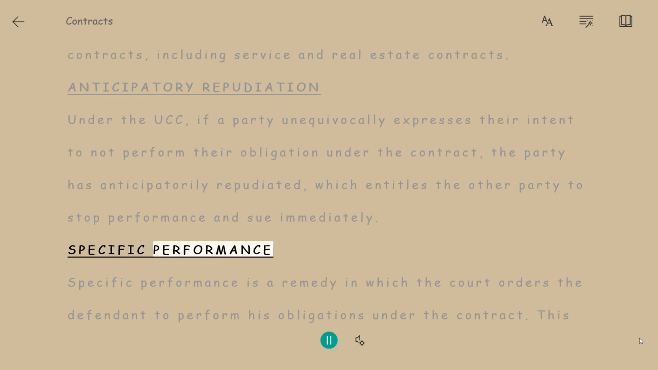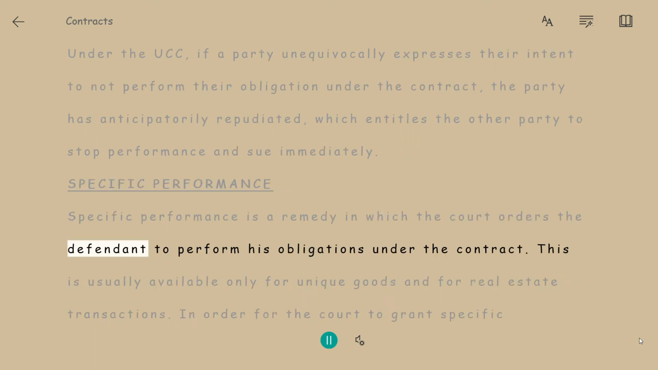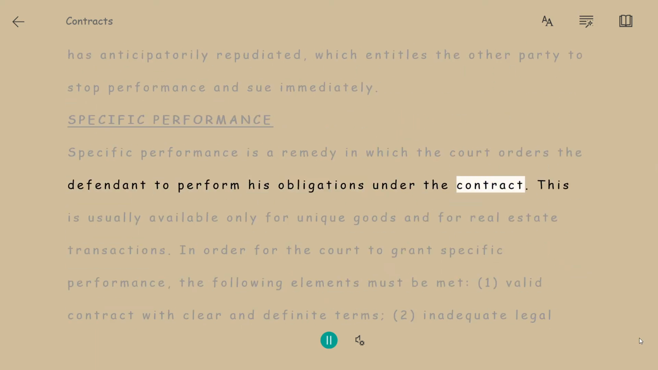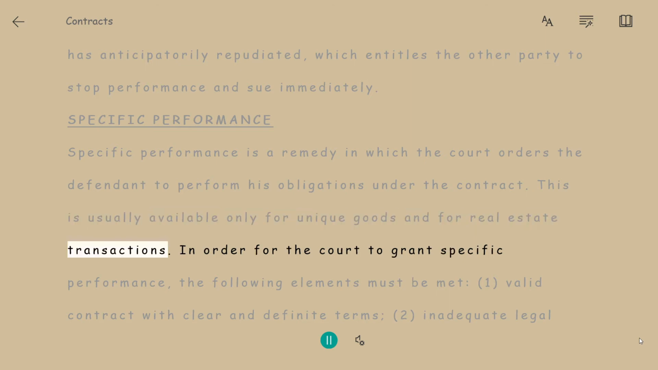Specific performance. Specific performance is a remedy in which the court orders the defendant to perform his obligations under the contract. This is usually available only for unique goods and for real estate transactions.